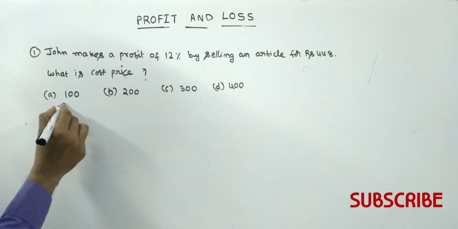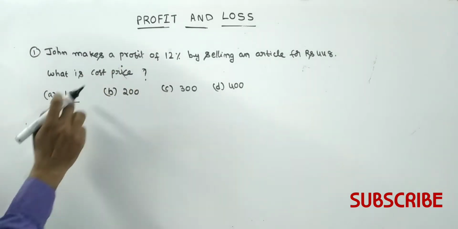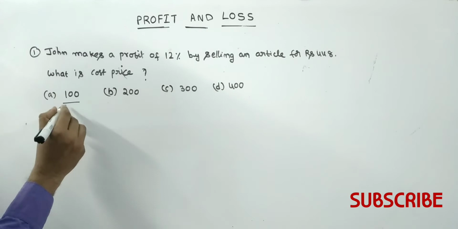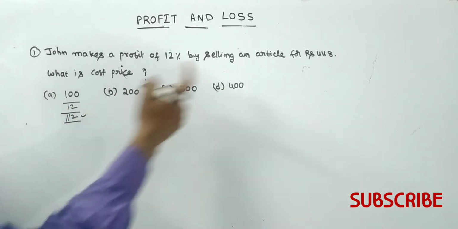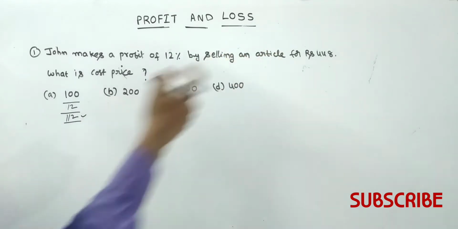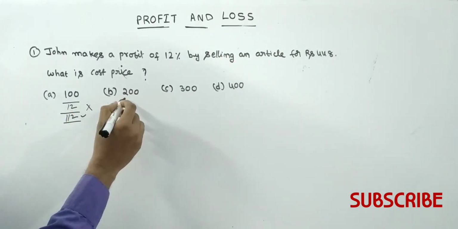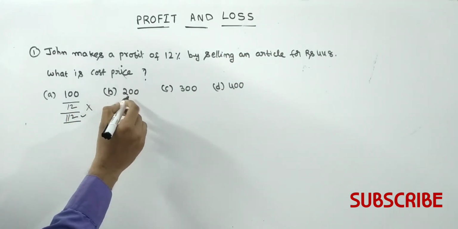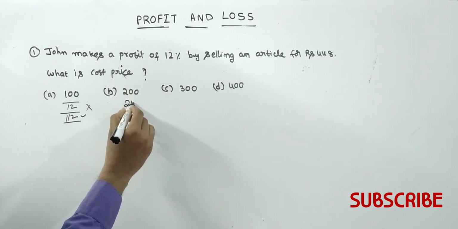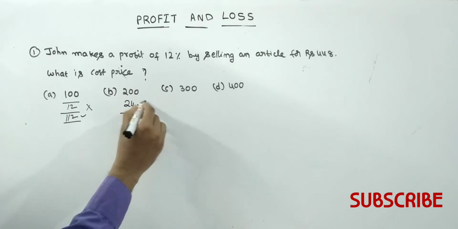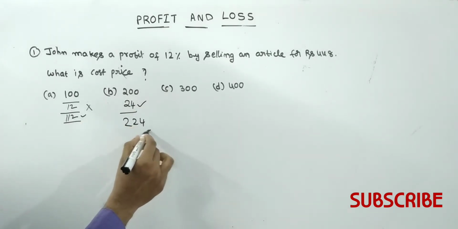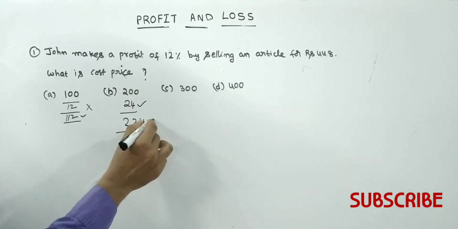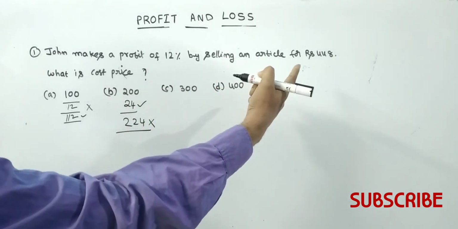See, first, if you assume 100 as a cost price, then 12 percentage of 100, how much? 12. That means selling price becomes 112. But what he has given? 448. So, this is wrong. Now 12 percentage of 200, how much? 24. This is also not correct because total becomes 224, and the selling price is 448.